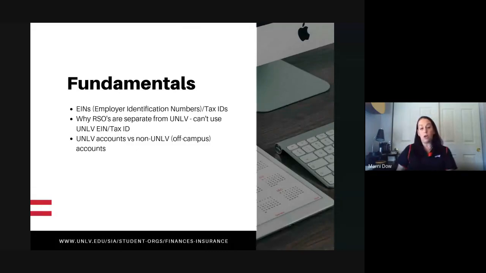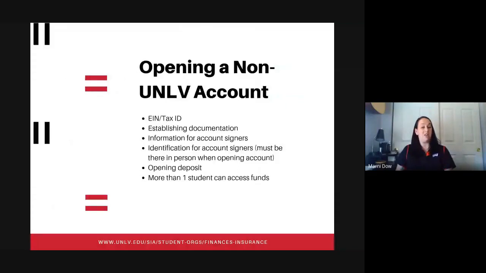Most of our student organizations do their banking with a non-UNLV account, sometimes known as an off-campus account. That would be someone like US Bank, Bank of America, Wells Fargo, any off-campus bank. So make sure when you're thinking about your finances, whether we're talking in terms of a UNLV account or a non-UNLV account. When it comes to off-campus accounts, in order to even open an account, a student organization is going to need that EIN or tax ID number. An off-campus bank isn't going to open an organizational account without that. And we don't want to encourage our student orgs to open accounts with personal information, their social security number, because then that would be a personal account. This needs to be an organizational account.